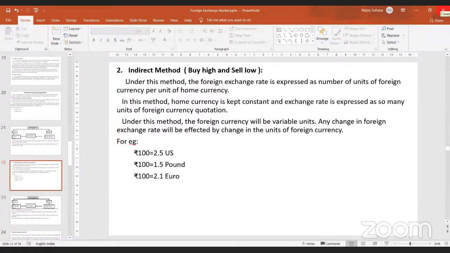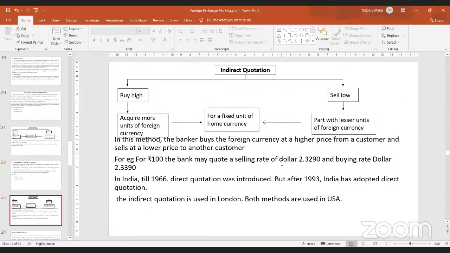Direct method is 1 rupee, $1. Indirect method is where you keep your Indian currency, or home currency, constant, and then express other countries' currency in terms of that particular country's currency. That way you call it indirect quotation. In this method, the banker will buy foreign currency at a higher price from a customer, and he will sell at a lower price to another customer.